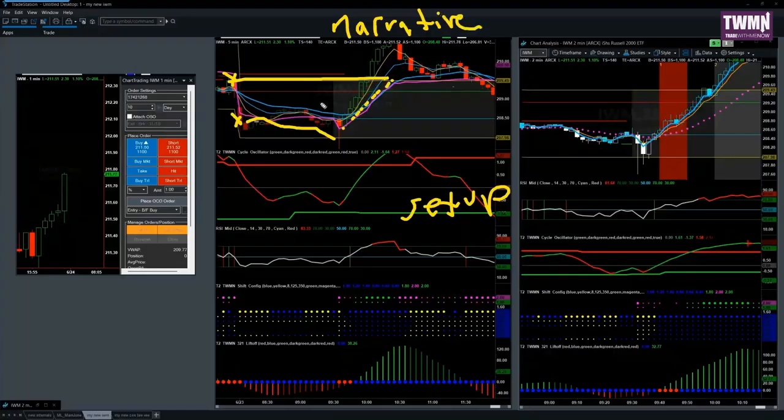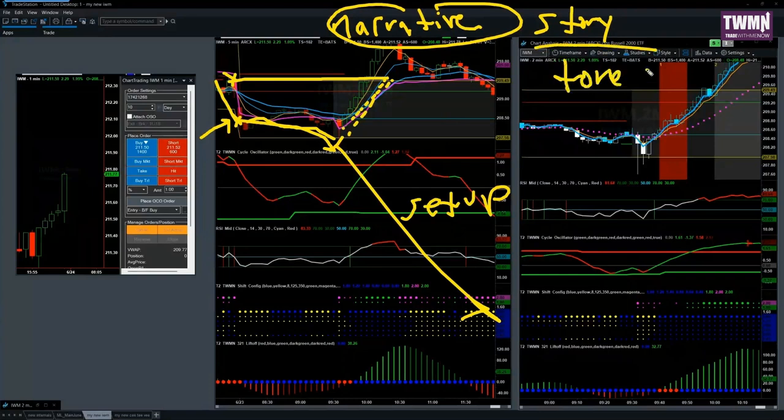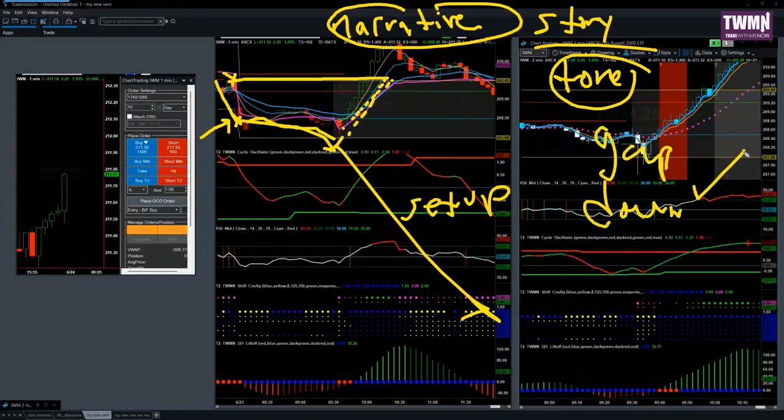Michael, what's my narrative when this thing gaps down? What's the story I have going on in my head when the market opens, it gaps down and goes a little lower? Yeah, it will most likely retrace. I mean, it could go lower, but the tone of the morning is that we gapped down. Yes, it went further down.